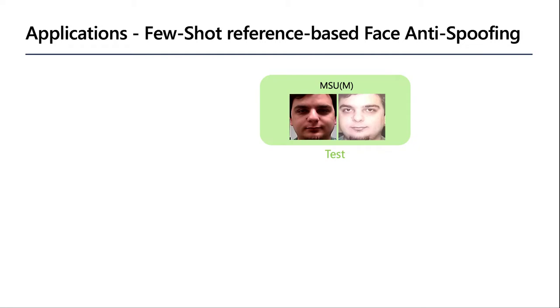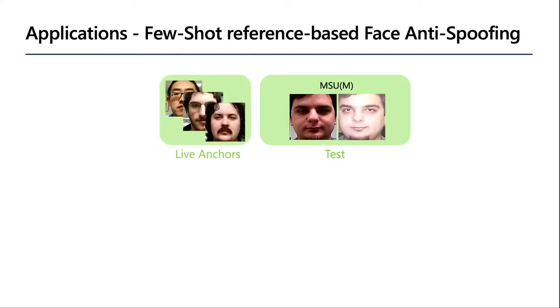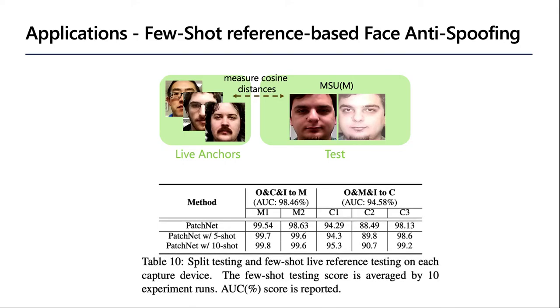Our method also enables further application like Few-Shot Reference-based Anti-Spoofing, which will adapt the model by the live anchor samples from a specific sensor. We measure the distance between normalized features to obtain the liveness scores. For each specific capture sensor in the dataset, we do 5-shot and 10-shot live anchor-based anti-spoofing, and we can improve the spoof detection performance further on each capture device.